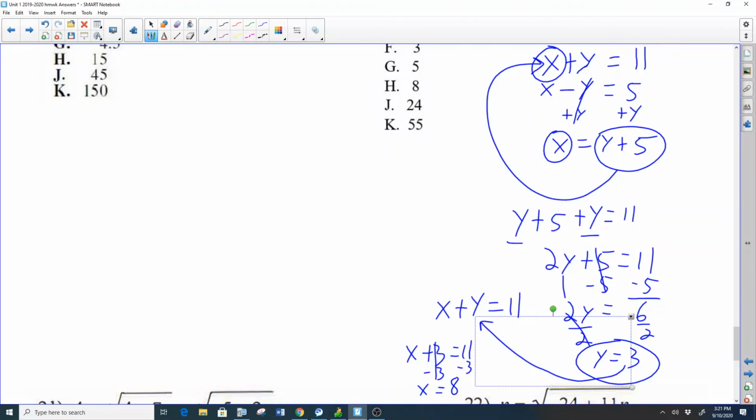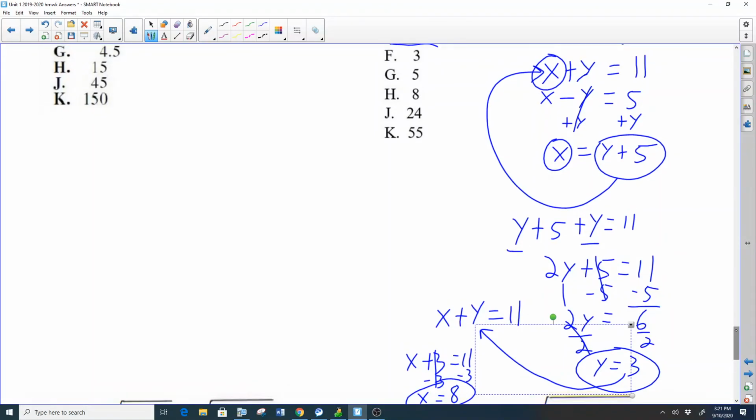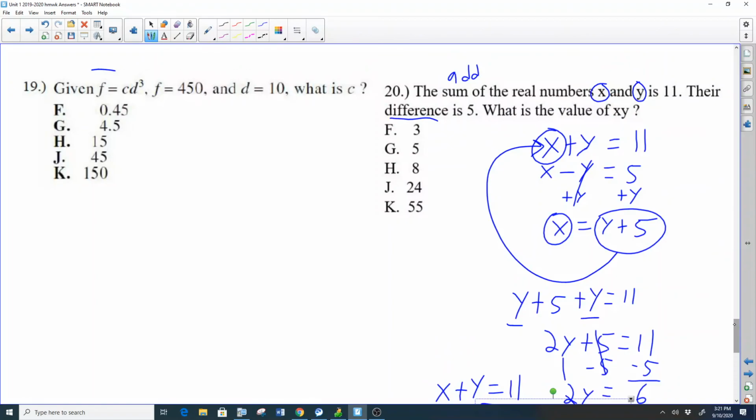Last but not least, now we know what x and y equal. Now it's going to tell us to do, what is the value of x times y? Whenever two letters are next to each other, it means to multiply. So we found out that y was 3, we found out that x was 8, and 8 times 3 is 24. So that's going to be J.